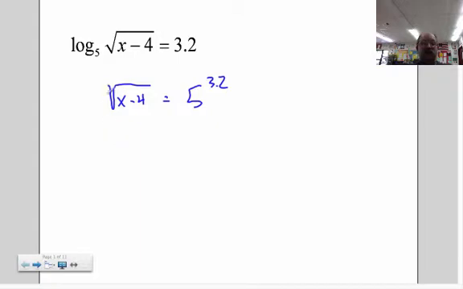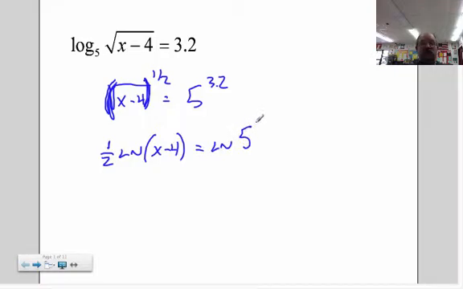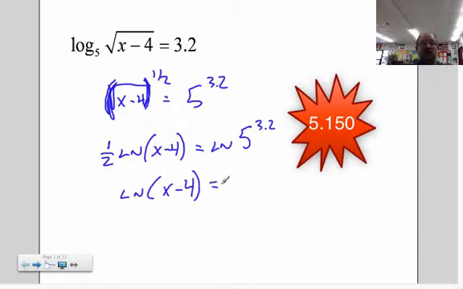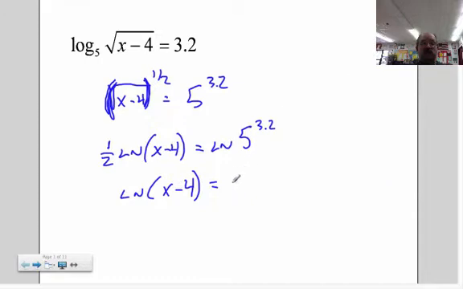Okay, if I now take natural logs of both sides, I should probably, as I've advised you before, make that to the 1/2 power. Sloppy, but you'll live with it, I guess. If I take natural logs of both sides, I'm going to do two things at once. I'm going to make it 1/2 the natural log of x minus 4 equals the natural log of 5 to the 3.2, which is just some sort of number we could easily get, right? And then the natural log of x minus 4 is equal to 2 times the natural log of 5 to the 3.2 power.